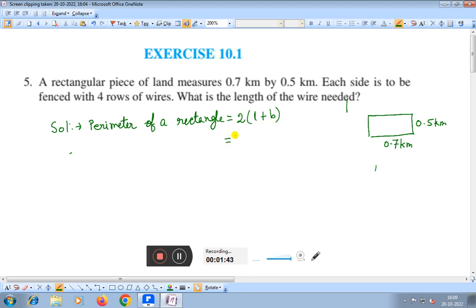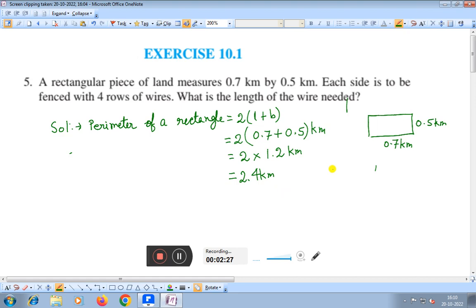That is equal to 2. What is the value of length? Value of length is 0.7 kilometer, and value of breadth is 0.5 kilometer, and that is equal to 2 into 0.7 plus 0.5, that is 1.2 kilometer, right? 1.2 kilometer. Therefore, if we multiply this with 2, that is 2.4 kilometer.